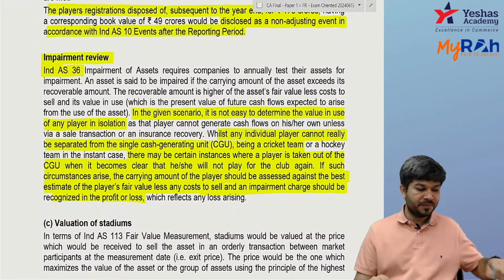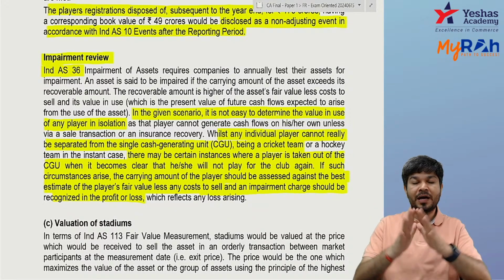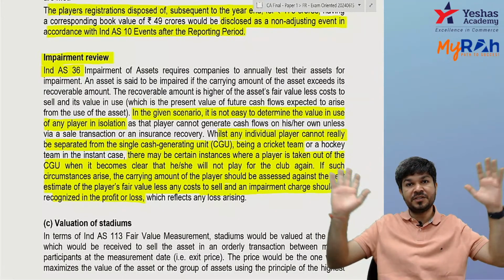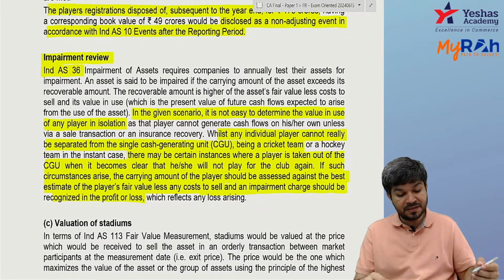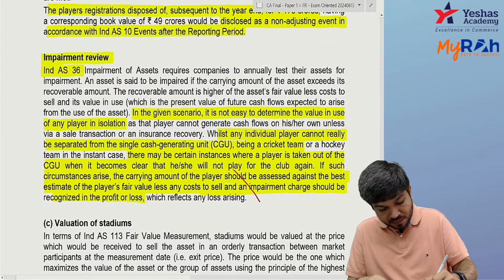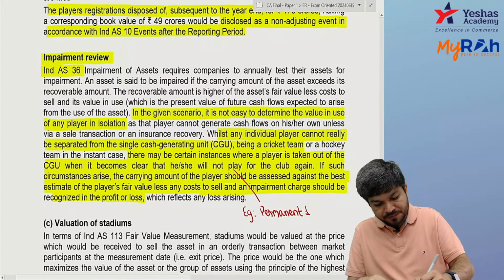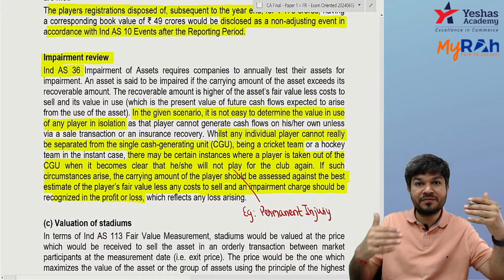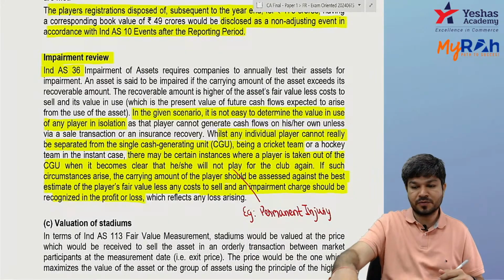Did you understand? If you continue playing, I cannot find your value in use alone, so I have to do impairment testing of the CGU, the team itself. But suppose you have a permanent injury and the player is taken out because he cannot play for the club again. Example is permanent injury. So now there is no value in use, then I'll compare your carrying amount with the fair value less cost to sell.